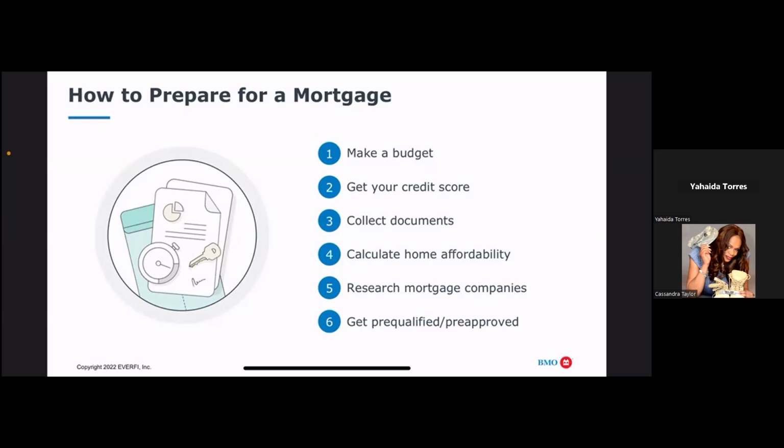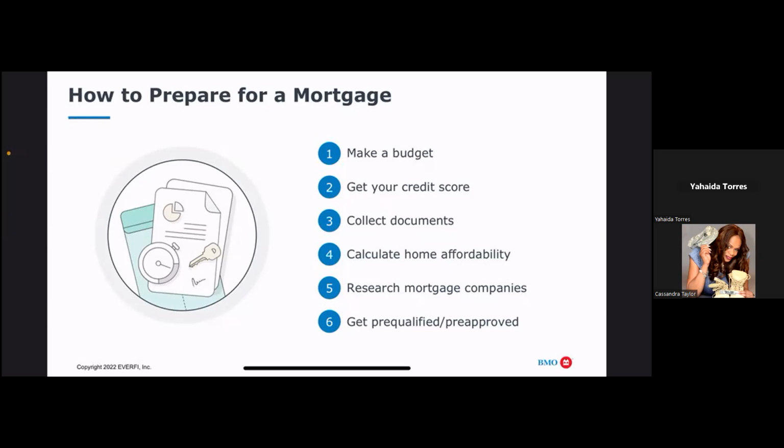And then let's get back to the steps of preparing for a mortgage. Calculate home affordability. As you look through your budget and see how much money you have left over every month after paying your debt, you're able to go to mortgagecalculator.org and use a calculator to see how much of a payment you can afford on a monthly basis, and then determine how much you're going to be able to borrow.